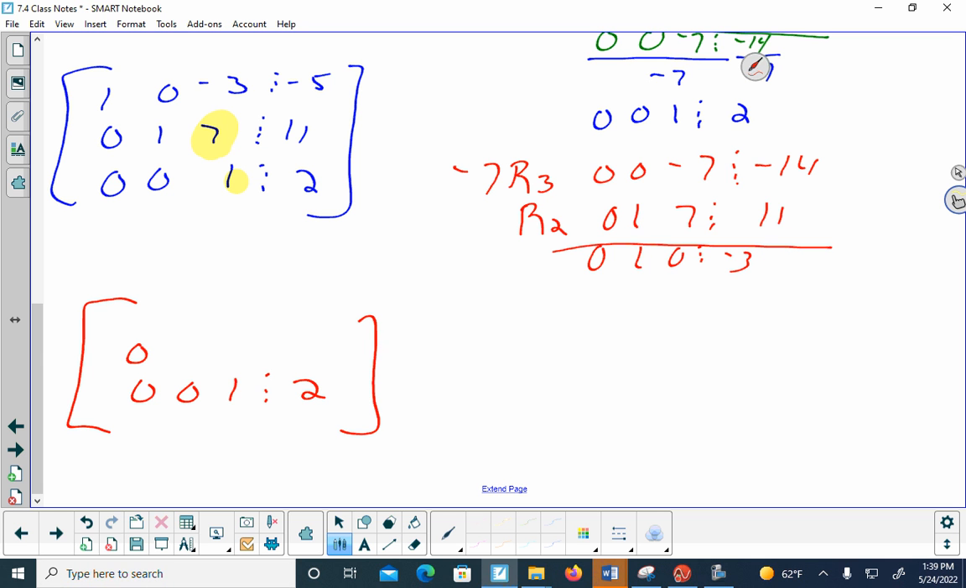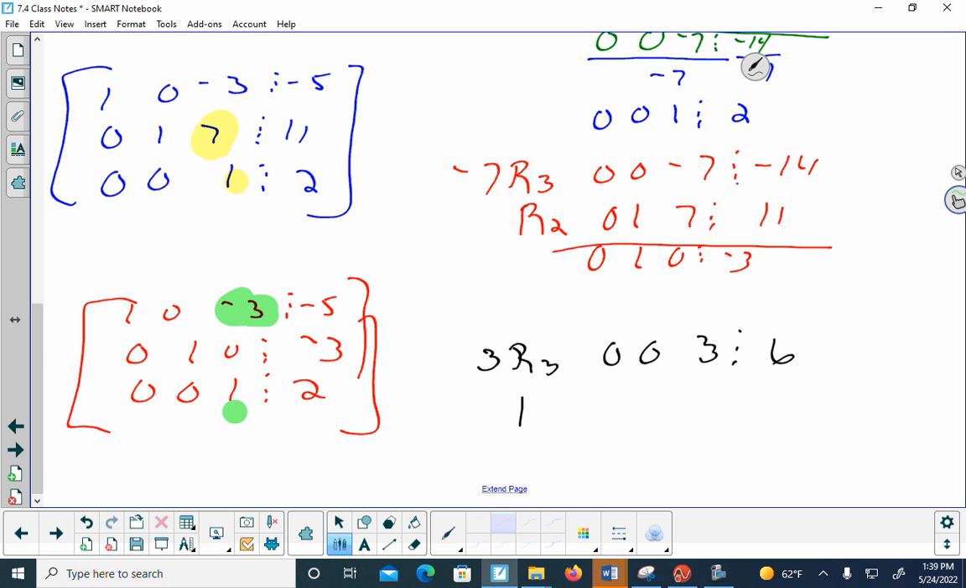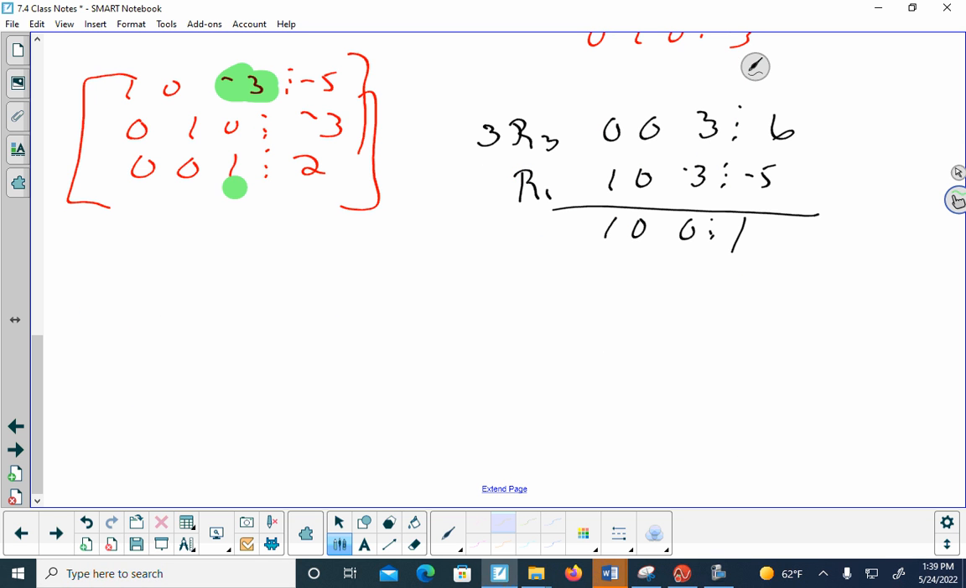The next thing it tells me to do is row 1 and row 3 to eliminate my Z. So I'm going to multiply this by 5: 3 times row 3 is 0, 0, 3, 6, and then row 1 is 1, 0, negative 3, negative 5, then I get 1, 0, 0, 1. And then the last thing it tells me to do is row 1 and row 2 to eliminate my y.